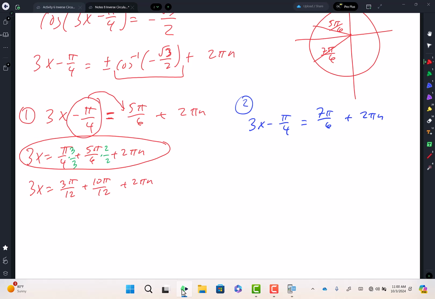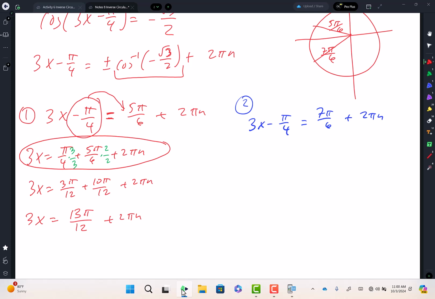And then what I'm doing, you see all this stuff in green? I'm finding a common denominator, which is 12, between these two, pi over 4 and 5 pi over 6. Perfect. Yes, 3x equals 13 pi over 12 plus 2 pi n.